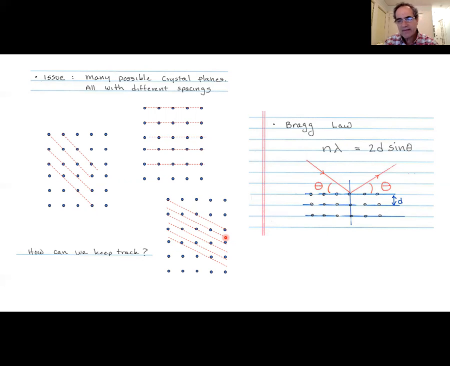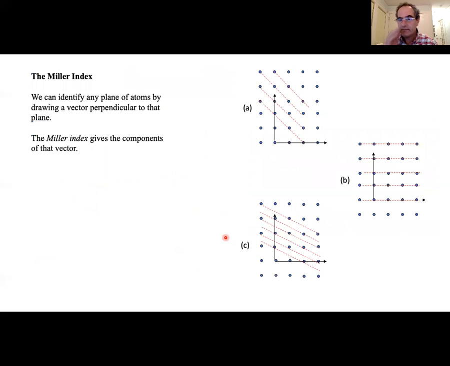So we keep track of these through something called the Miller index system. And for us, the Miller index is relatively straightforward. It's just this. We can draw these planes of atoms. Here are 3 different possibilities among all the possibilities that exist. And we can identify a plane of atoms by drawing a vector that's perpendicular to the planes. So for each plane, the vector is unique, right? Then the Miller index gives the components of that vector.